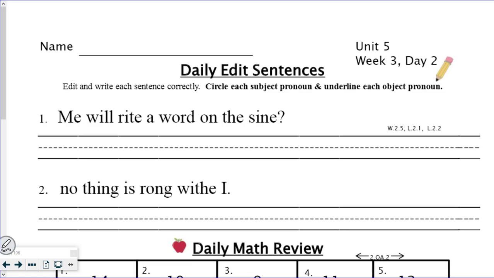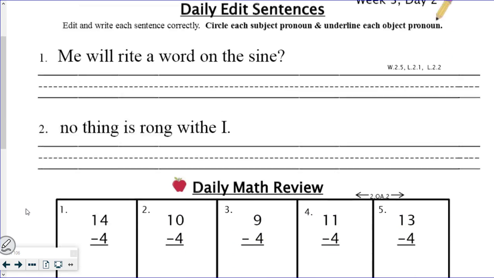Fix it up. Rewrite it nice and neat on the line. Number 2, nothing is wrong with I. Same thing, fix it up, rewrite it nice and neat on the line. Pause your video. Do number 1 and 2. Do not continue until you have attempted to do number 1 and number 2.